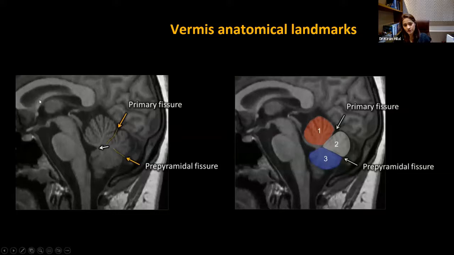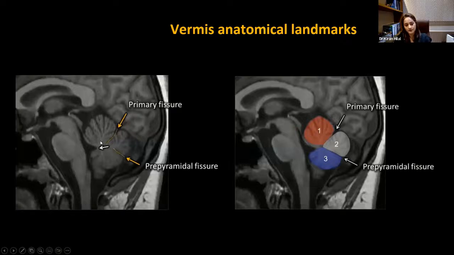Another important structure in the posterior cranial fossa in the sagittal view is the vermis. The vermis is divided into the cranial, middle, and caudal lobes by the primary fissure. This is your primary fissure. You can see the primary fissure here, and the prepyramidal fissure. Just look at the appearance of the fissure. The future slides are going to focus on the vermis only.